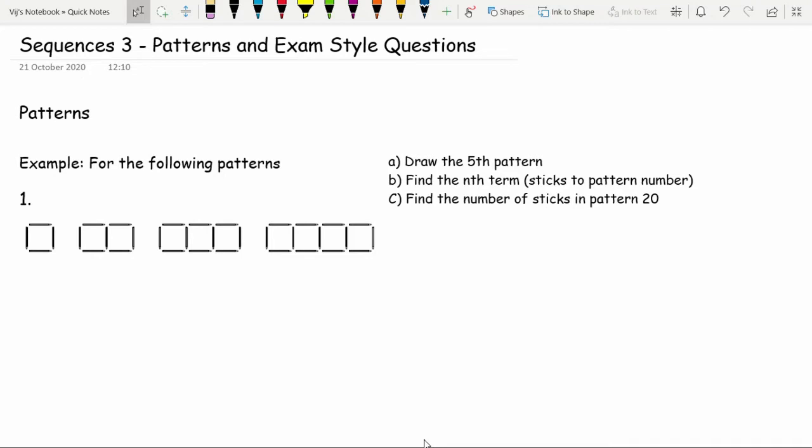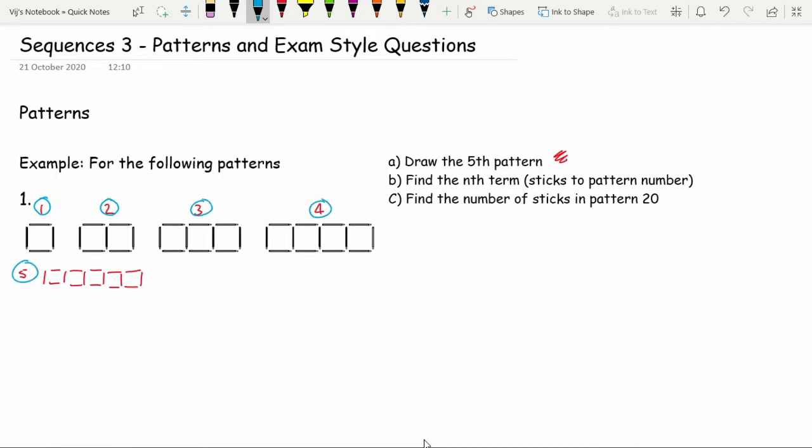So the first thing, let's get started, is to draw the fifth pattern. Now this one should be relatively simple for you, so if I just colour this in red so we know which one we're doing. So for A, all I'm doing is drawing out a pattern so that I've got 5 squares. So this is going to be pattern number 1, pattern number 2, pattern number 3, pattern number 4 and pattern number 5. Now the good thing to note in this, and this probably leads into the next part, is the pattern number is also the number of squares in your pattern.